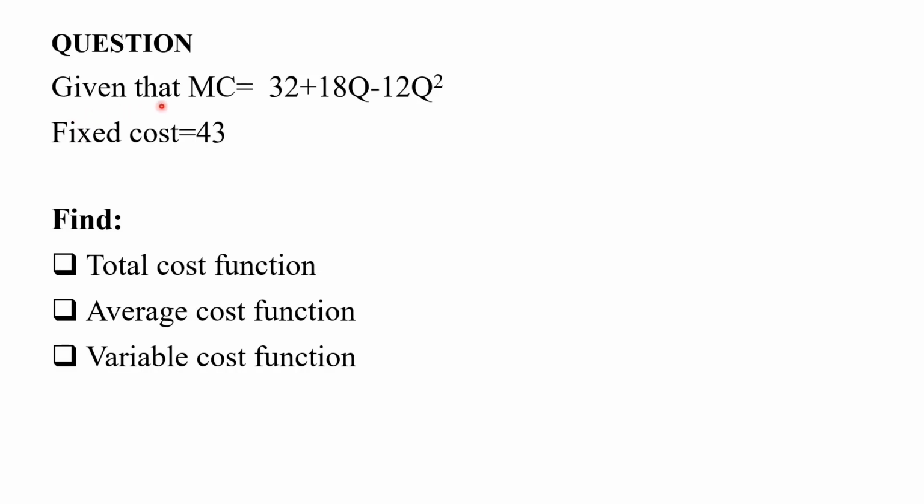Given that the marginal cost function is equal to 32 plus 18q minus 12q squared and the fixed cost is 43, find the total cost function, the average cost function, and the variable cost function.